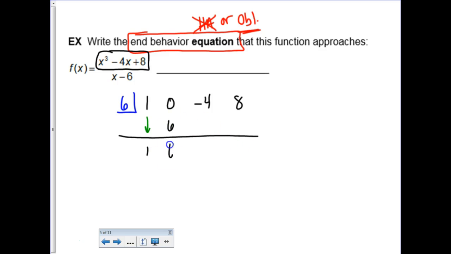So we have 6, 36, 32. I don't really care what that is because that's the remainder. Did I even do that part right? That was really quick mental math on a Monday. Okay, so your end behavior equation is, make sure you have a y equals in front of this, x squared plus 6x plus 32. No, I didn't finish the question, but I don't care.